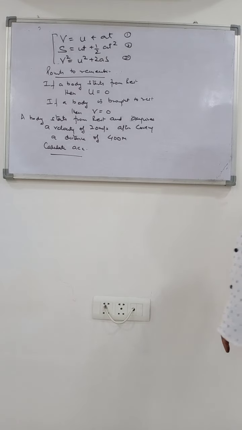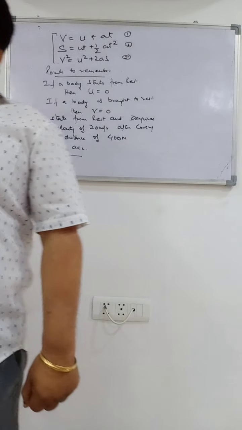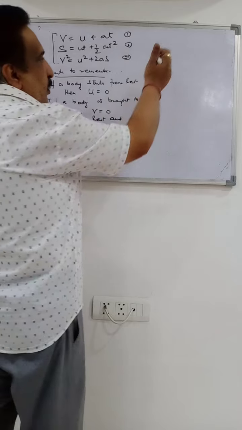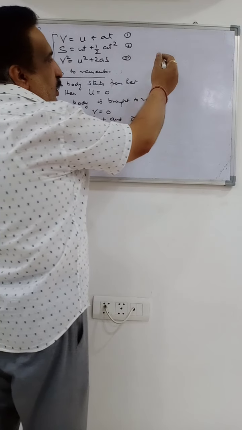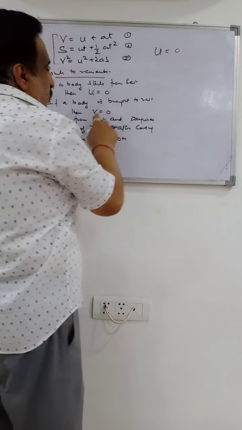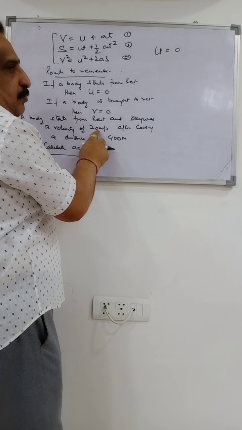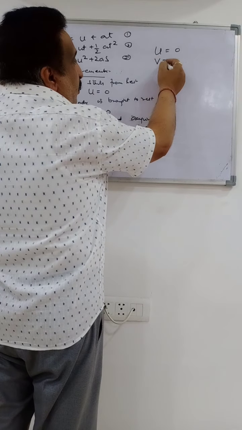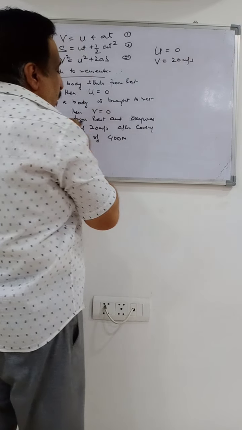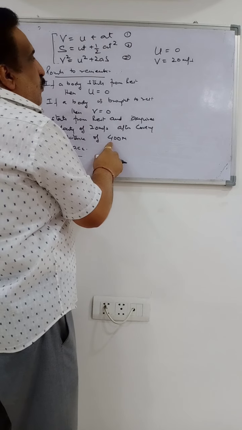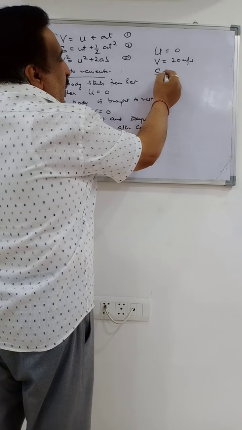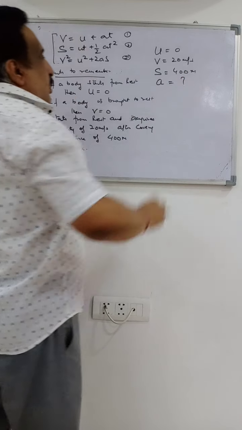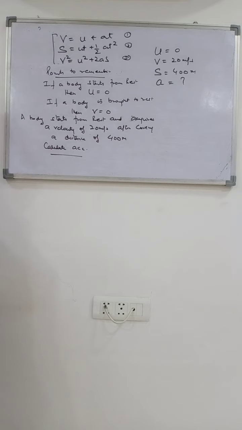Now what will you do? You will first write what is given to you. Body starts from rest. So it means initial velocity u is zero. And it acquires a velocity of 20 meter per second, that means the final velocity v will be 20 meter per second after covering a distance of 400. S is equal to 400 meters. You are to calculate the acceleration. Now, which equation can you use?